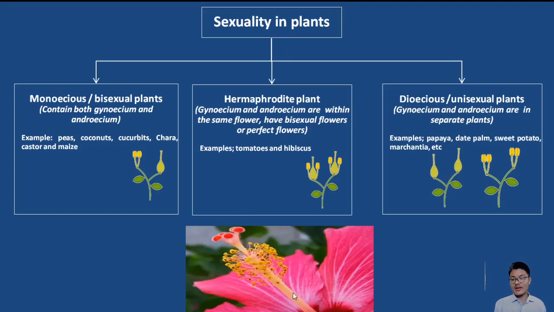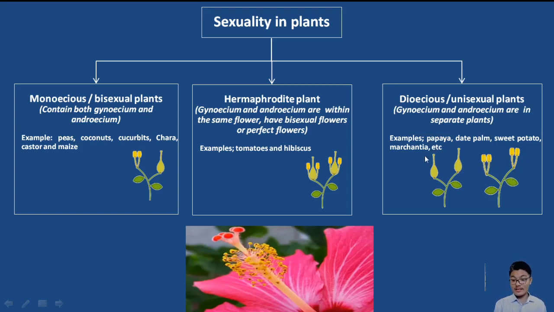We also have plants which are dioecious or unisexual plants. In dioecious or unisexual plants, the male and female organs are separate. Male and female plants are separate. There is no existence of both flowers on one plant. This plant is a female plant having the female reproductive organ, and this plant is a male plant having the male reproductive organ.